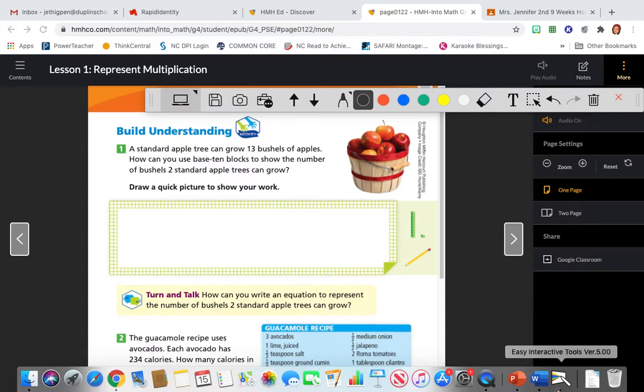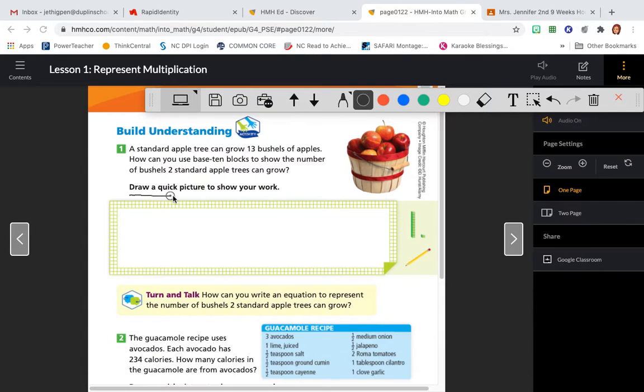We're going to continue. Now, remember, drawing a quick picture, they want you to remember that you're not focused on the artwork here. Don't spend too much time making it look fancy. You want to be able to show that using base 10 blocks, the number of apples that 2 trees can grow. So let's go back and look at our problem. A standard apple tree can grow 13 bushels of apples. So a standard apple tree, that means 1 apple tree, can grow 13. They want to find out how many apples 2 apple trees can grow.